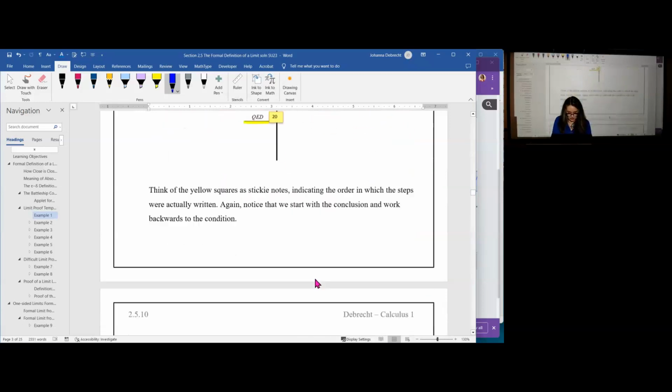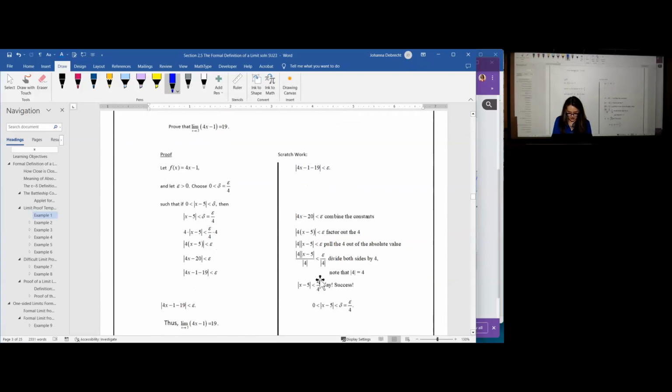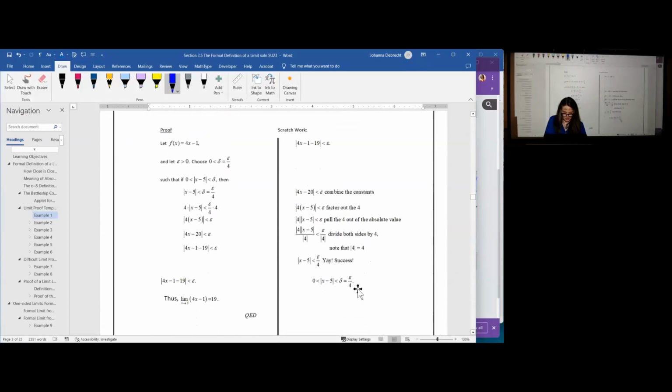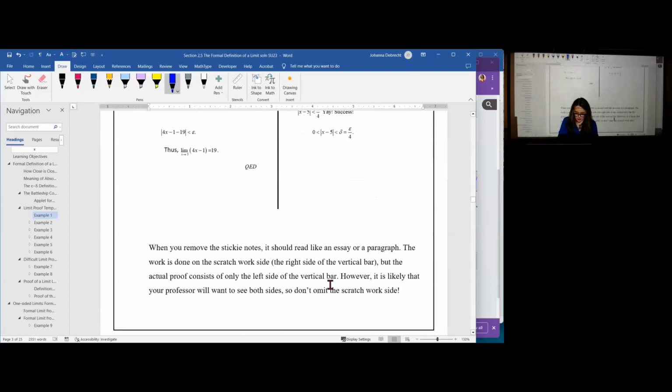Let's now take a look at this one without all the sticky notes. This is what the final proof looks like when you do your work. Scratch work on the right, formal write-up of the proof on the left. You may want to pause the video and make sure you understand each step. Let's now move on to example 2, which we'll work together.